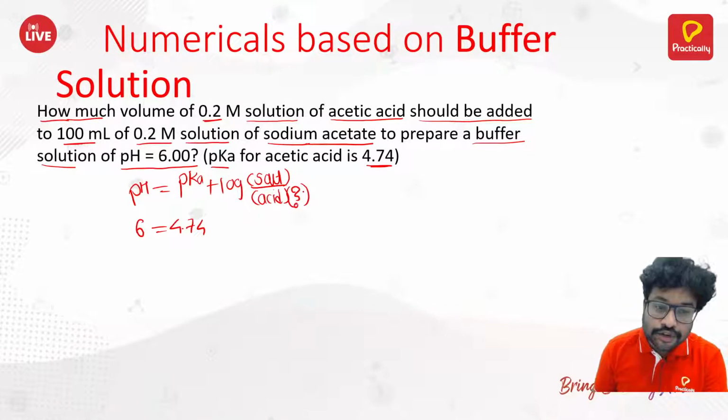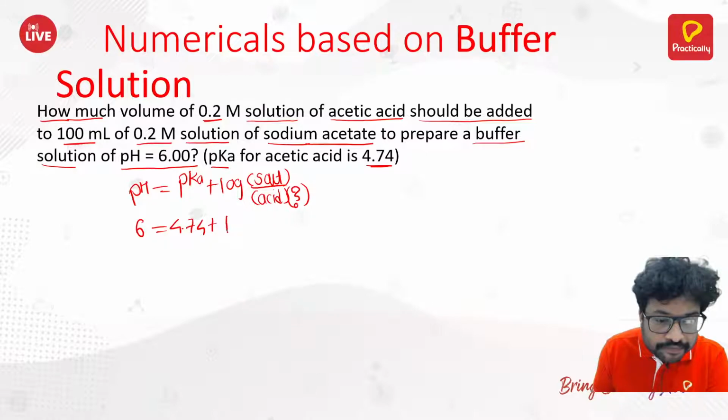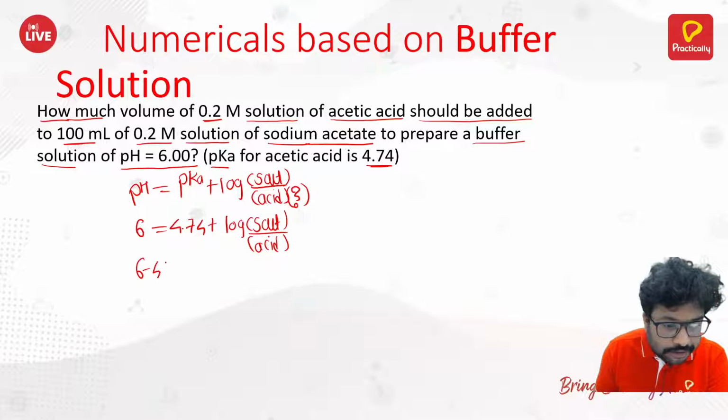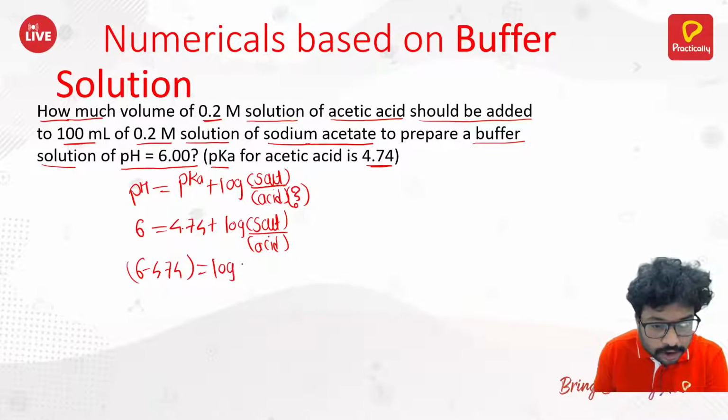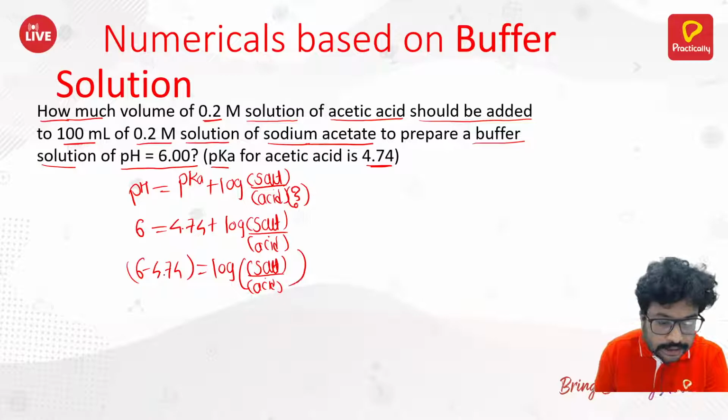The other things you will find immediately there, plus log of salt upon acid. So 6 minus 4.74 is equal to log of salt upon acid. 6 minus 4.74 is what? It's 1.26.